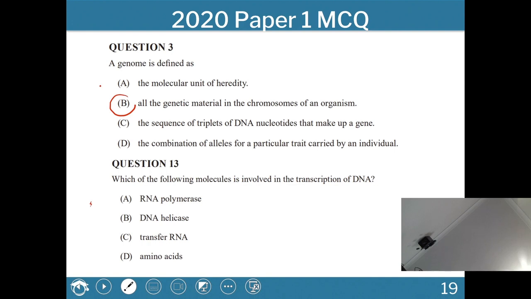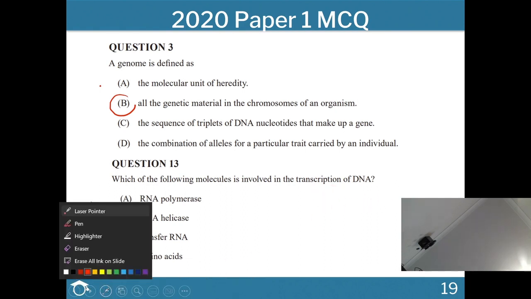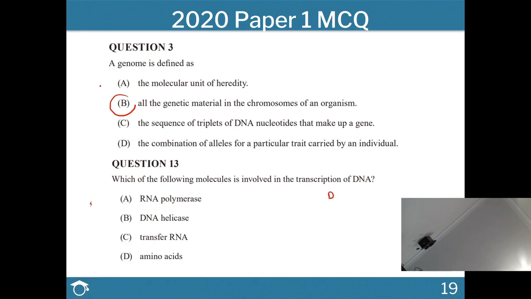Question 13, which of the following molecules is involved in the transcription of DNA? Remember, transcription was the process where the DNA coding strand is transcribed into messenger RNA. And there's only one important enzyme for you to know in this process, and that is RNA polymerase. So RNA polymerase is our answer.